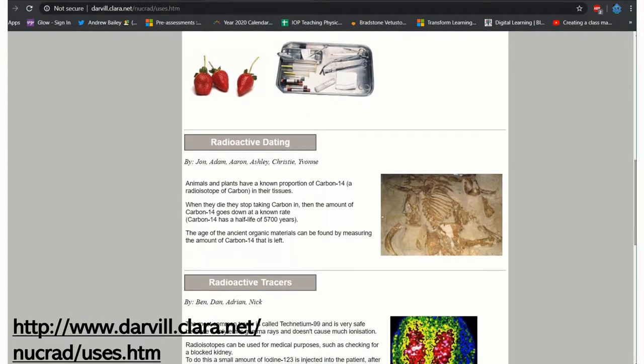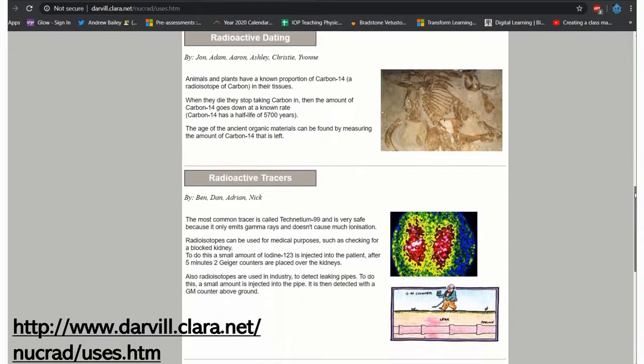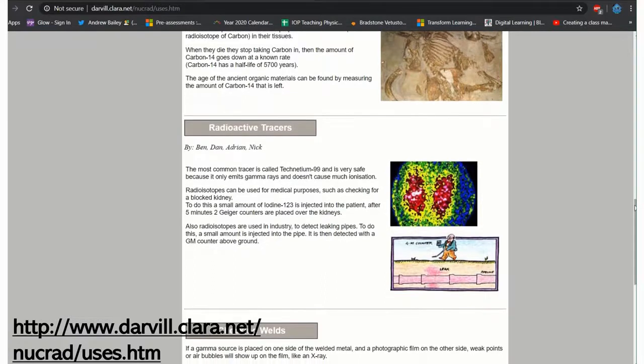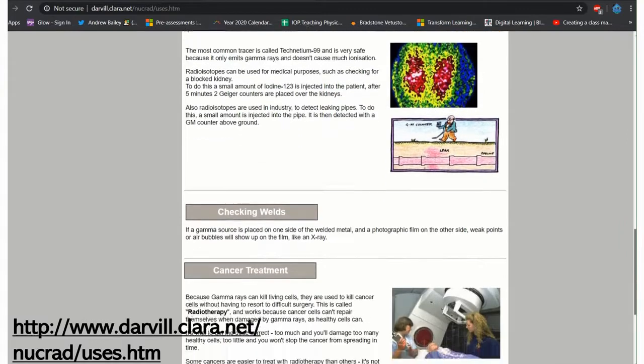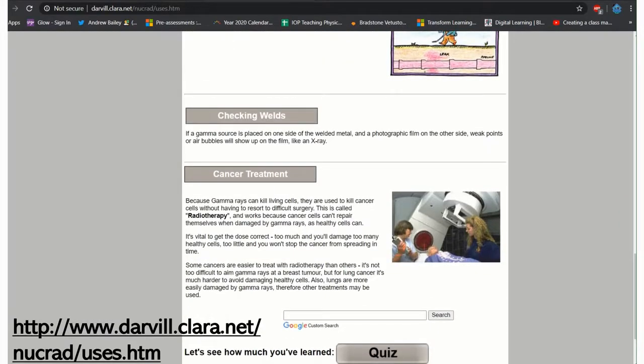Radiation can be used to date old plants and animals. So radioactive dating is not about going out with a partner, but aging materials. Radioactive tracers can be used for medical purposes to check on the health and well-being of people. They are also good to find leaks in pipes. Radiation can be used to check welds and check cancer treatment.